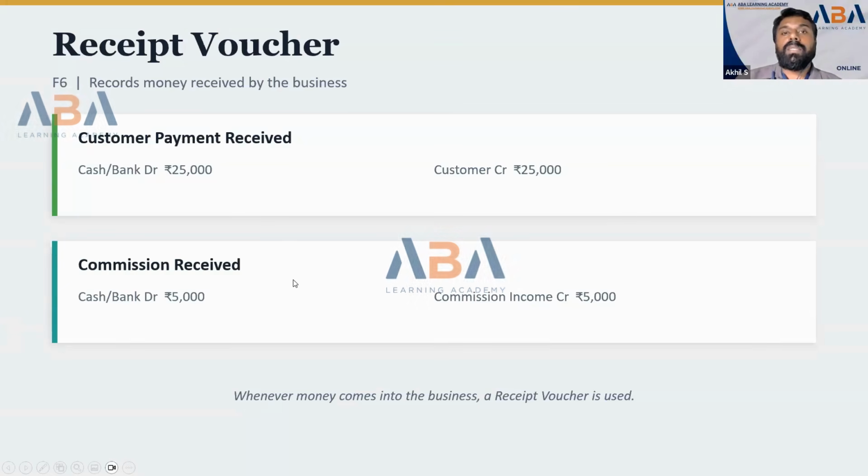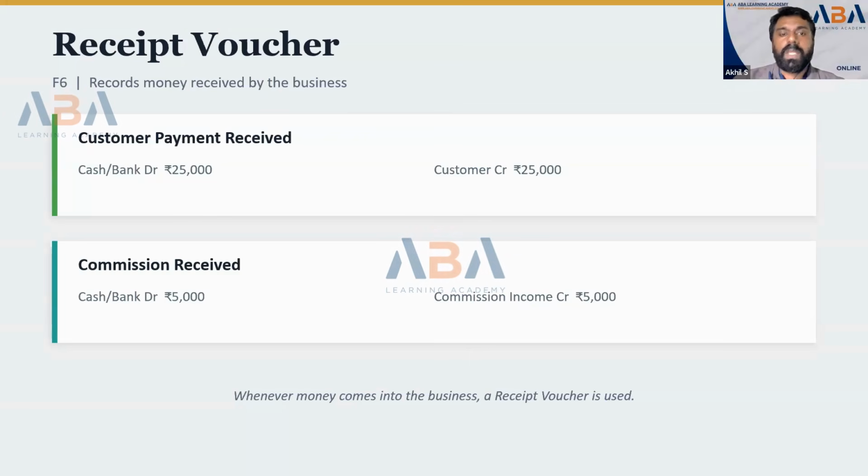Another example we can consider is capital introduced. Your company is receiving money in the form of capital from a person. Even though you are the owner, if you are in a company, the company is considered a separate entity from the owner. So in that case, you can consider it as a receipt, not contra, because the owner and the company will have different bank accounts. So that is also an example of a receipt voucher, capital introduction.